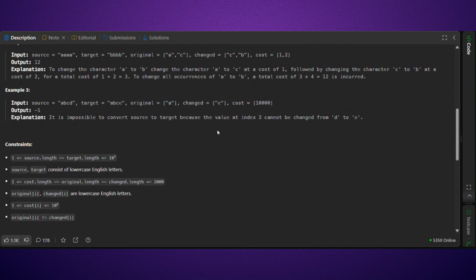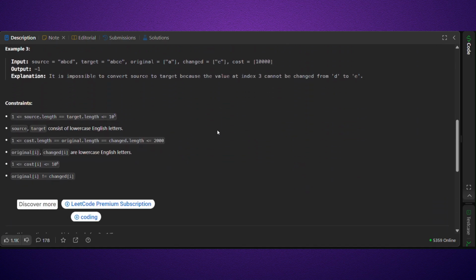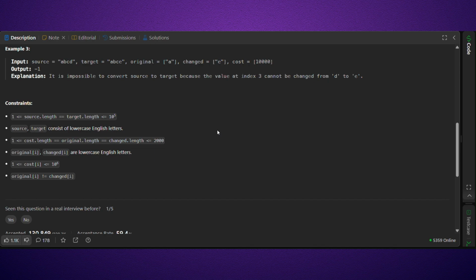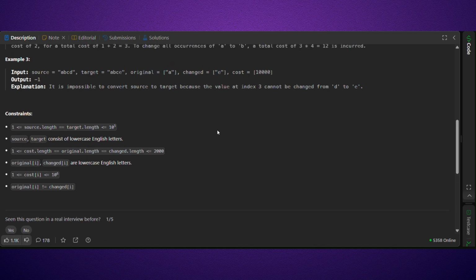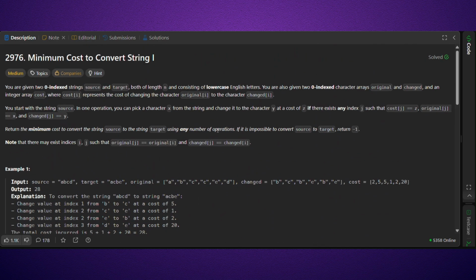A brute force approach would be to try all transformation chains per character, recompute paths repeatedly, and blow up with exponential combinations. Completely unnecessary. Step 1: build a graph of characters. Nodes equal a to z. Edge u to v with weight cost[i]. If multiple edges exist, keep the minimum.